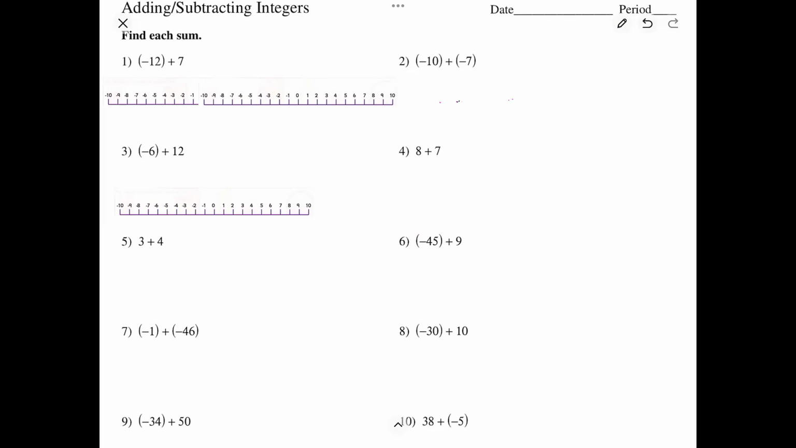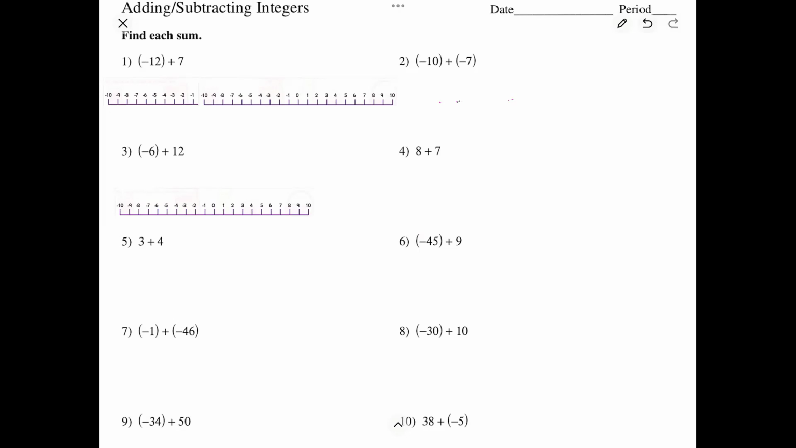So this one says we have a negative 12 plus 7. And the rules are this. If you have a negative number or if you have a minus, you're going to go to the left when you count. And if you have a positive number or if you're doing addition, you're going to go to the right. Now, if you have an addition and a negative sign, it's the negative that takes precedence. So I'm going to do number one and show you exactly what to do.